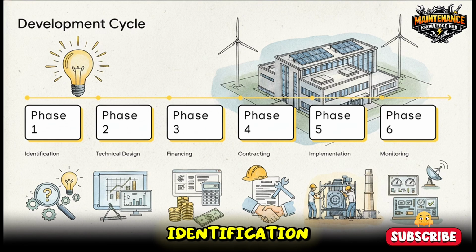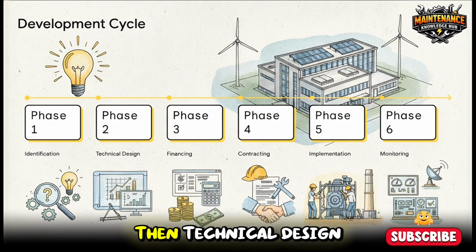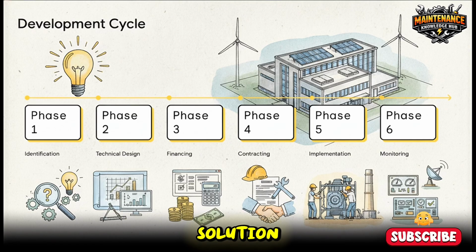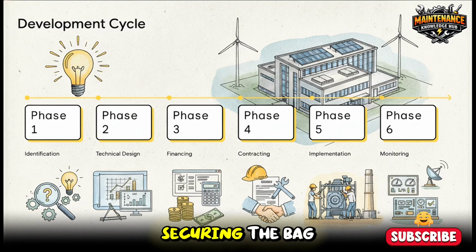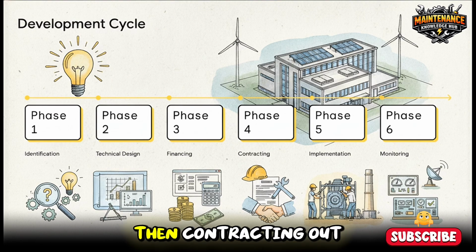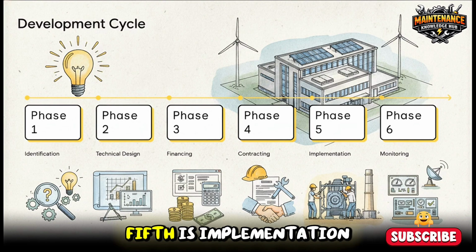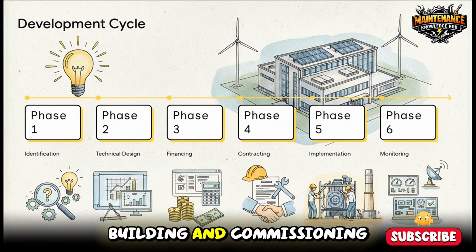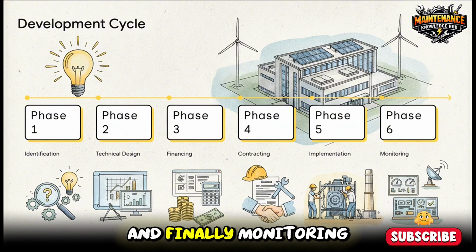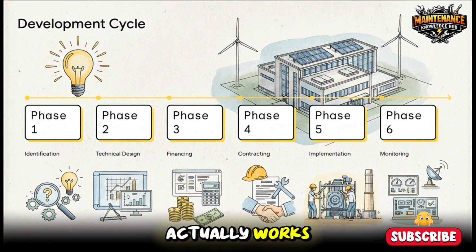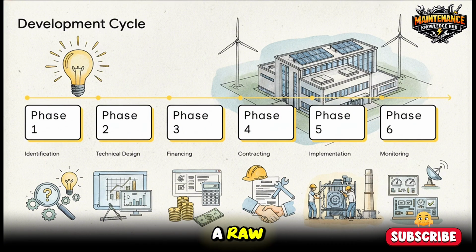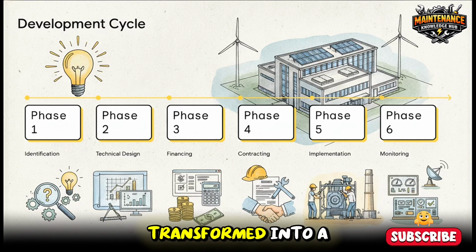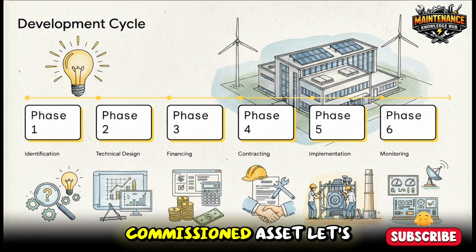You start with identification, finding the big opportunity. Then technical design to engineer the solution. Next is financing, securing the bag, getting the money. Then contracting out the labor. 5th is implementation, actually building and commissioning the physical hardware. And finally, monitoring to ensure it actually works. This timeline ensures a raw idea is systematically transformed into a functioning, commissioned asset.